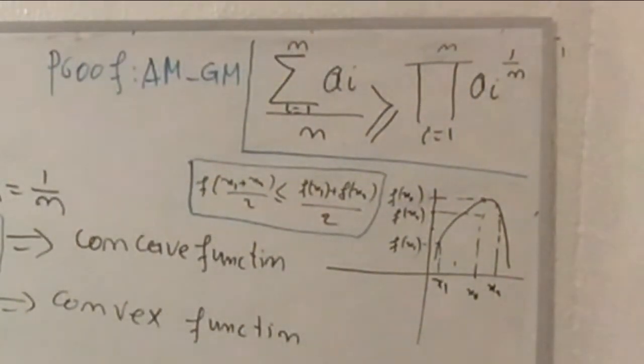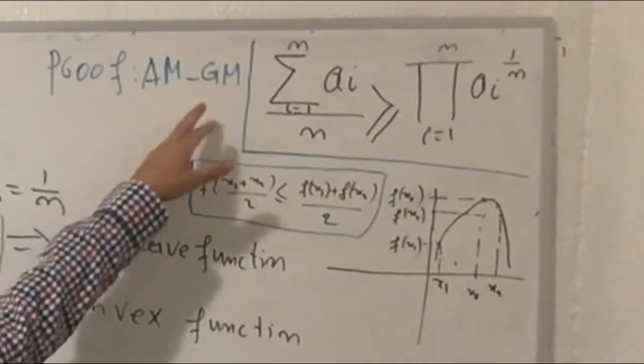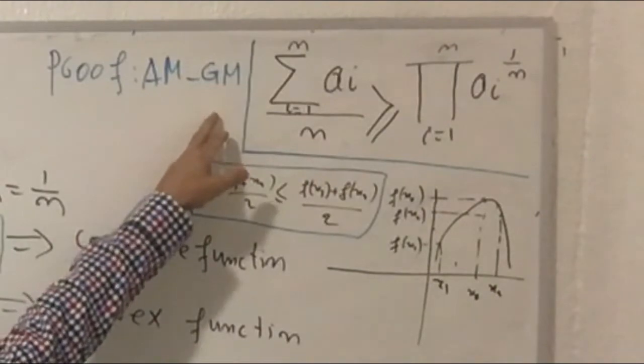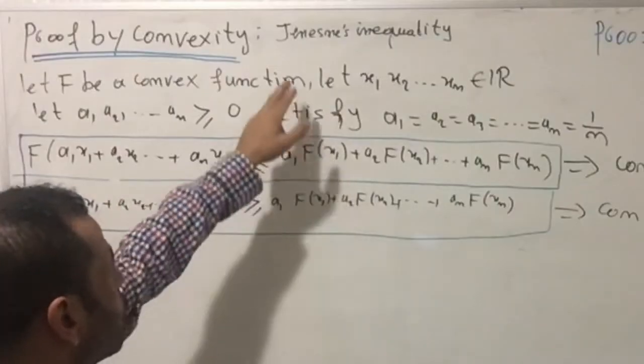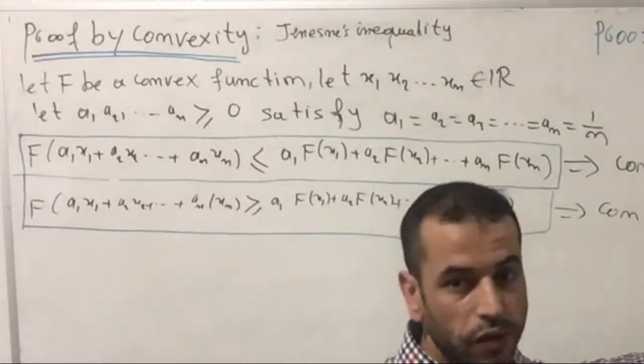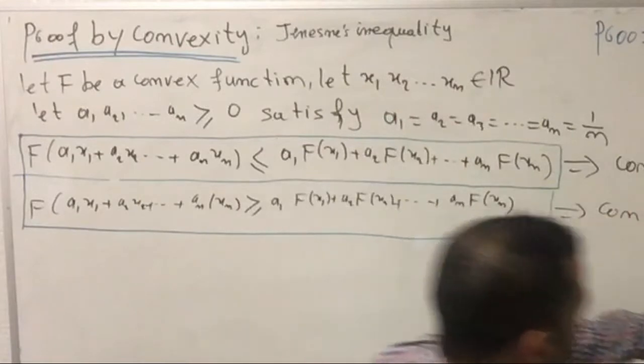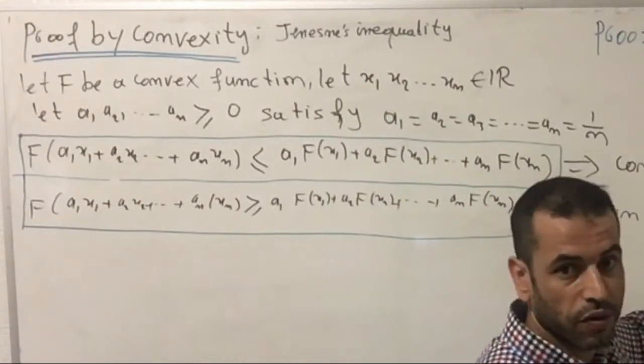In today's video, I'm going to prove the arithmetic mean geometric mean property. I'm going to apply Jensen's inequality theorem. In a previous video, I proved this by using Jensen's inequality for the concave function.